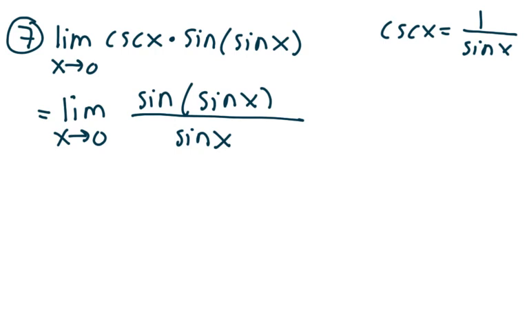Notice how the argument for the sine is sine x and the denominator is sine x, and so they match, right? So I claim this limit ends up being 1. So that's kind of an interesting one. Let's take a look at number 8.